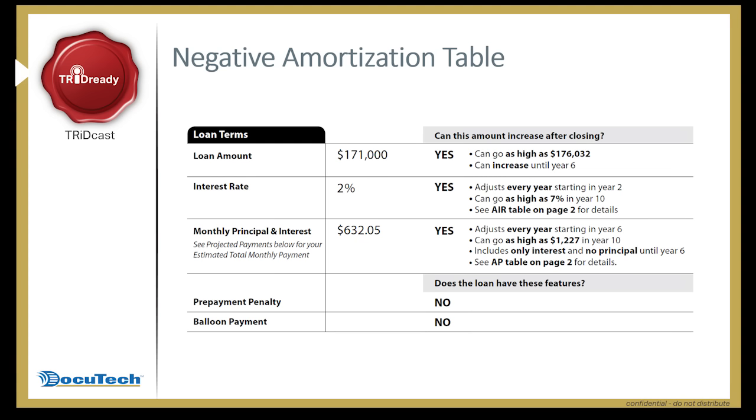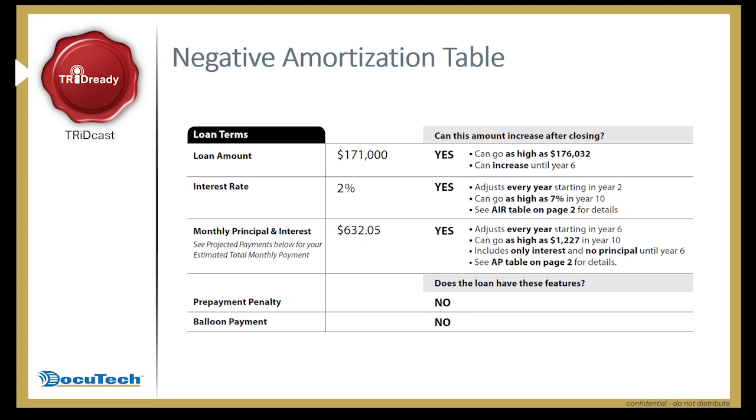So you can look at our example and see that the frequency, it can adjust every year starting in year 6. It can go as high as $1,227 in year 10, and it includes only interest and no principal until year 6.